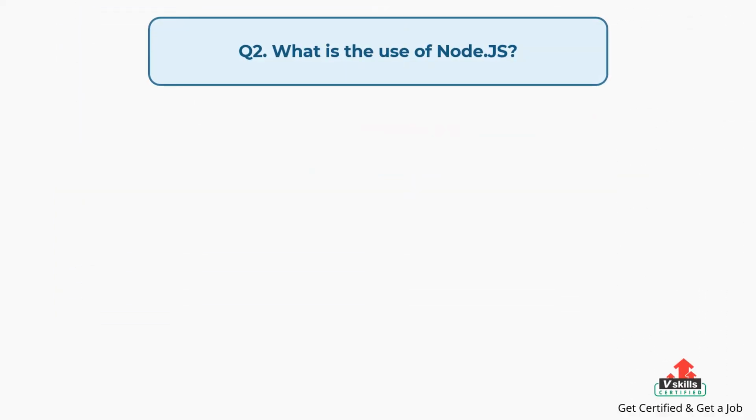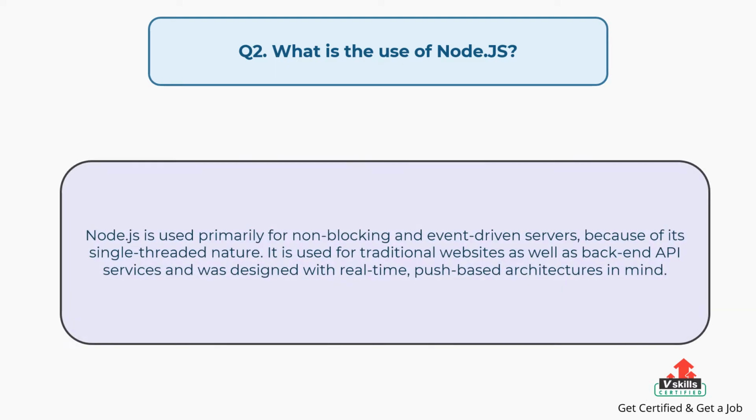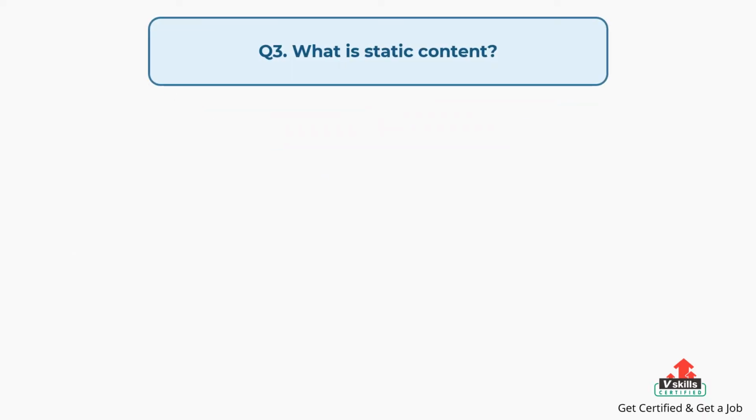Question number 2. What is the use of Node.js? The answer is: Node.js is used primarily for non-blocking and event-driven servers, because of its single-threaded nature. It is used for traditional websites as well as back-end API services and was designed with real-time, push-based architectures in mind.